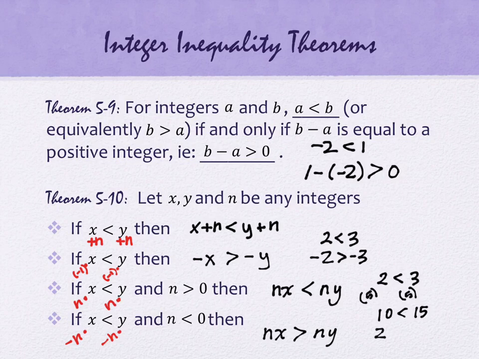We'll just do the same example. 2 is less than 3, is what I meant to say. Same example. And if I multiply by a negative 5, then I have negative 10 on the left, and I have negative 15 on the right. And negative 10 is bigger than negative 15. So the direction of the inequality switches.